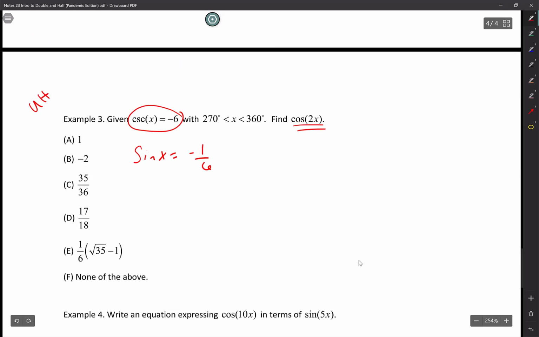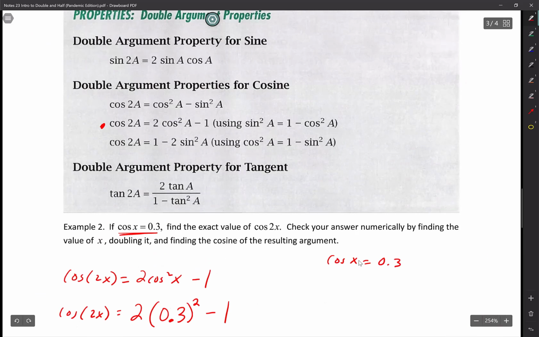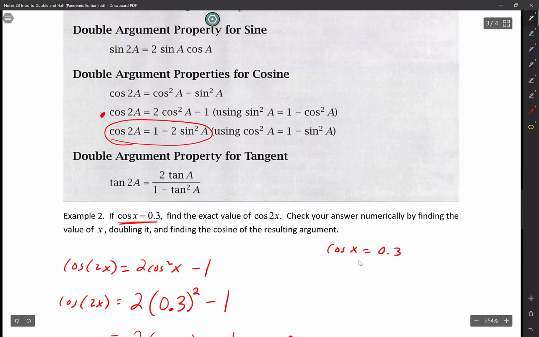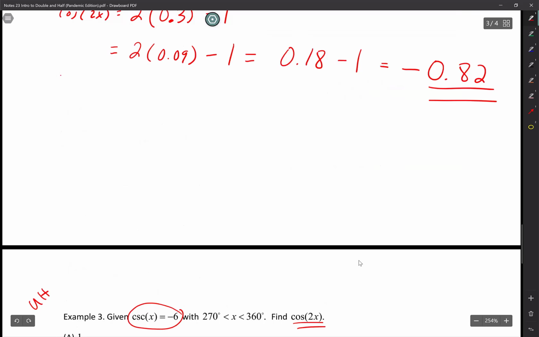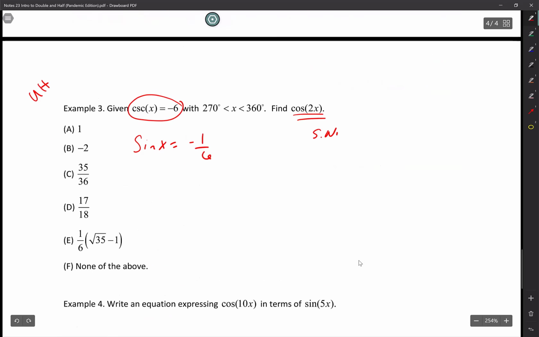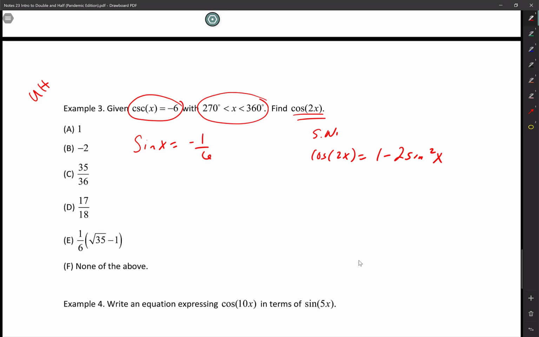I'm going to choose, let's see, let's go to our little formulas. I'm going to choose the one that just has sine. That one right there. So on the side, I go side note. I know that cosine of 2x is equal to 1 minus 2 sine squared x. I already know what sine x is. You don't even have to bother what angle you're in. You can just plug it in and that's it. That's going to give you my formula. So I'm going to write cosine 2x is equal to 1 minus 2 parenthesis negative 1/6 close it squared.